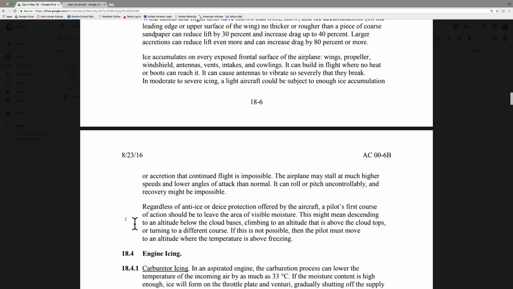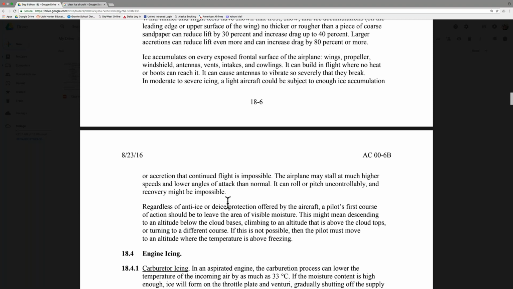So it can cause the aircraft to stall at much higher speeds and lower angles of attack than normal, and it can roll or pitch uncontrollably, and recovery might be impossible.